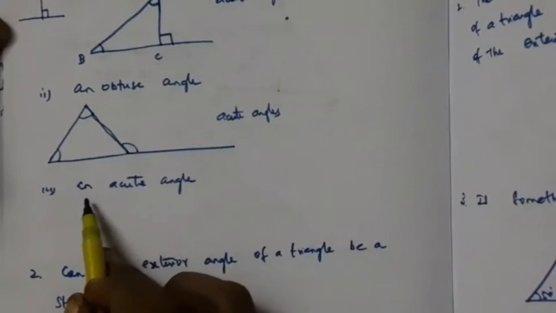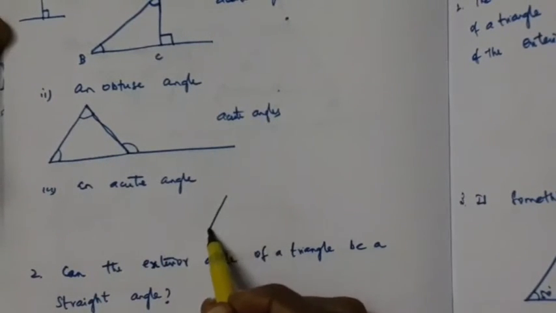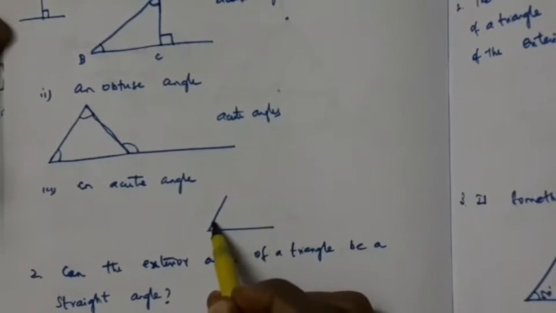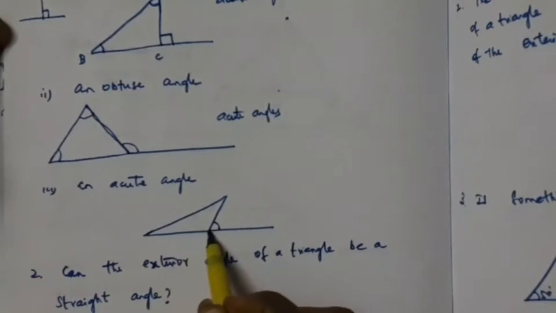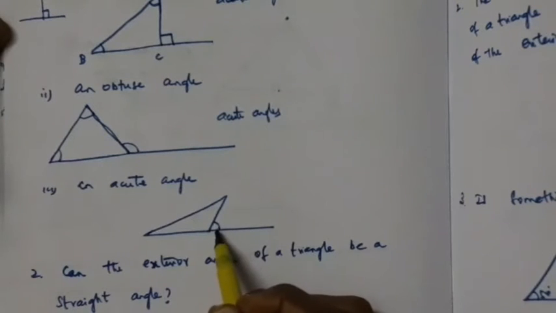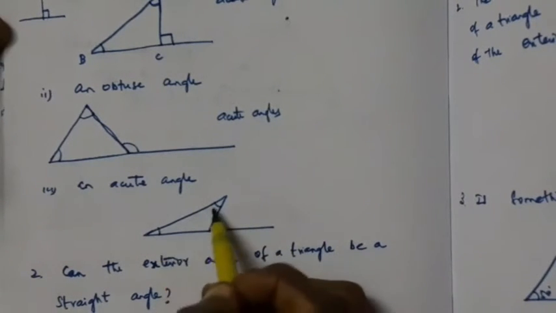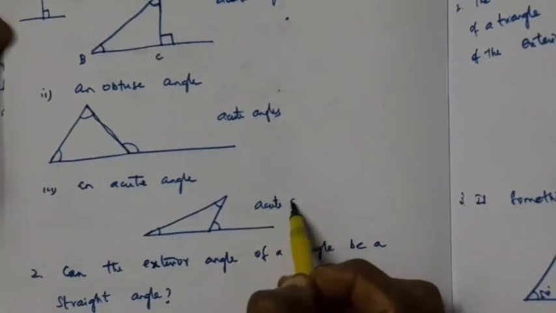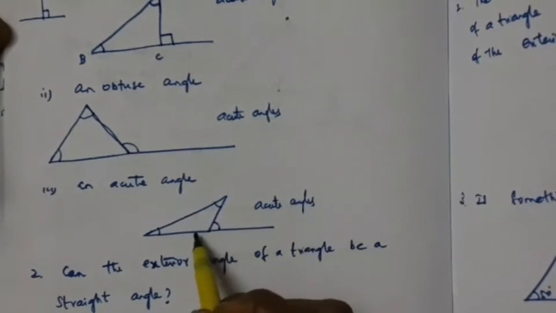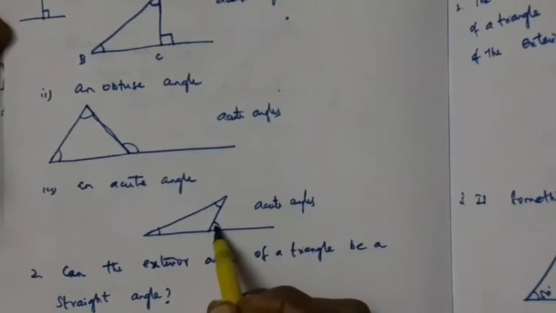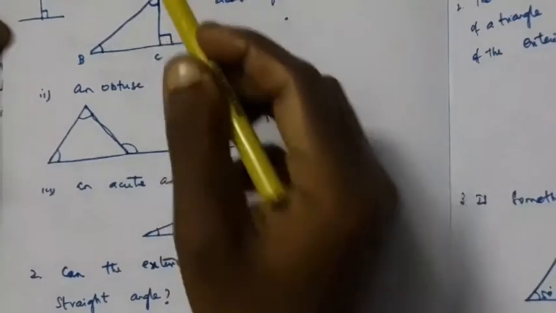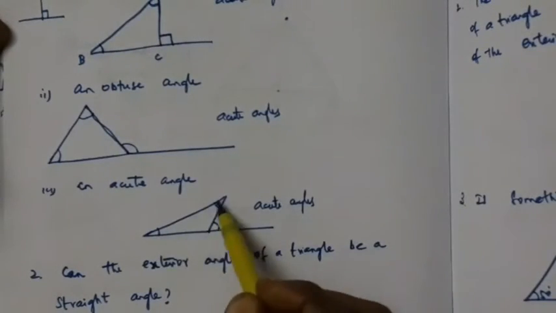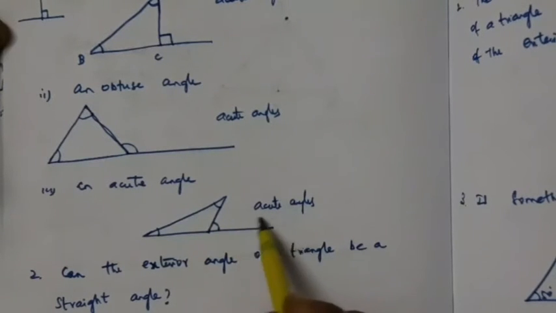The last is when the exterior angle is an acute angle. I have to draw something which is acute. So here is acute angle. I will draw a triangle here. You can see here this exterior angle is acute angle. So what about these two angles? These two angles are also acute angles. One thing you can note here, if this exterior angle is acute, this angle must be obtuse. But they have asked about each of its interior opposite angles. So for this exterior angle, these two are the interior opposite angles and these two angles are acute angles.